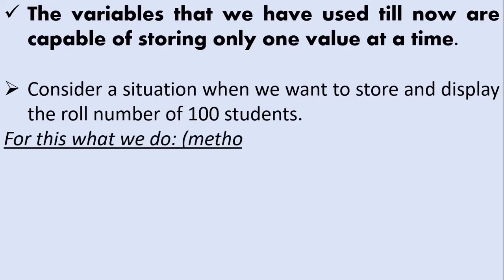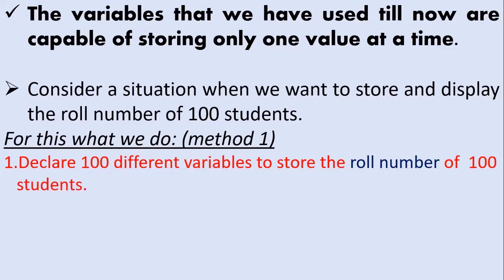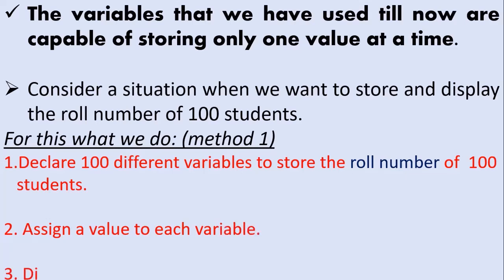for this, what do we do? For example, if we take method 1, we will declare 100 different variables, isn't it? To store the roll number of 100 students. What will we do next? We will assign a value to each variable and then we will display the variable, isn't it? For displaying the value. This will be our method 1.